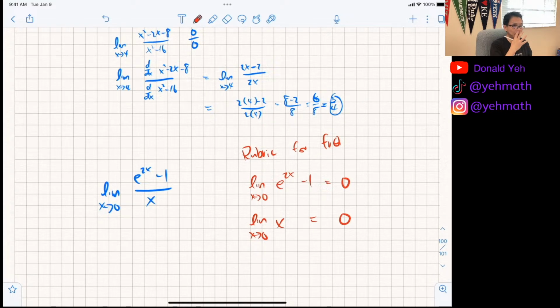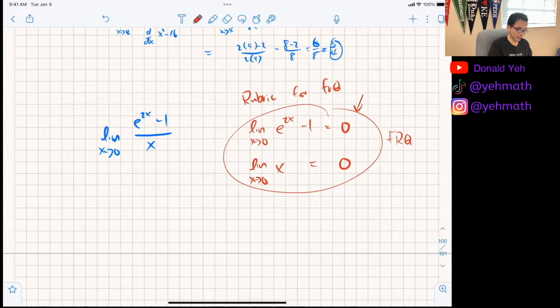So on FRQ, you had to write down this statement first. FRQ only, not multiple choice. Remember, on FRQ, you have to write down this statement before you apply L'Hopital rule. Why? I don't know. That's just a rubric. You cannot just say 0 over 0. Like for me, I just rather write down 0 over 0. But the thing is, on FRQ, they have this specific rubric.